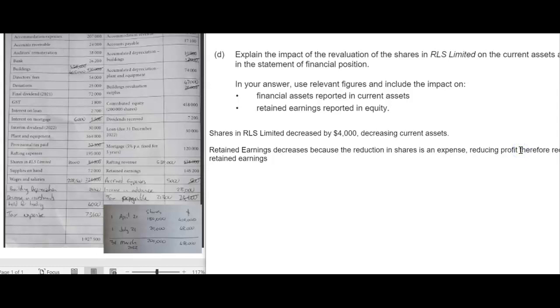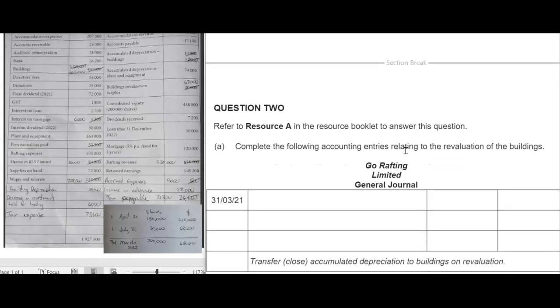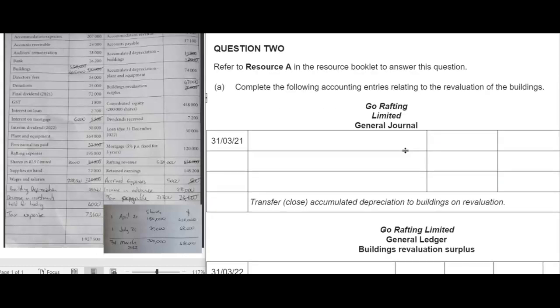Probably what you want to do here is say reducing the profit by $4,000. Remember that's a profit before tax, not after tax. Easy, these are 2 paragraphs. Then what to do is question 2, up to that already, awesome. So question 2, what are we looking at?